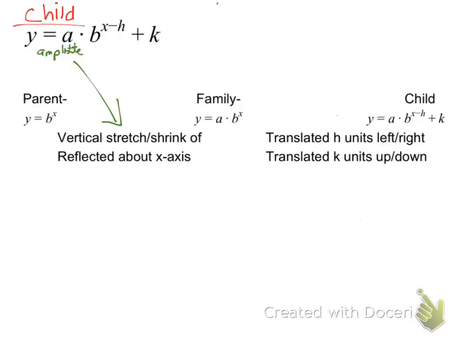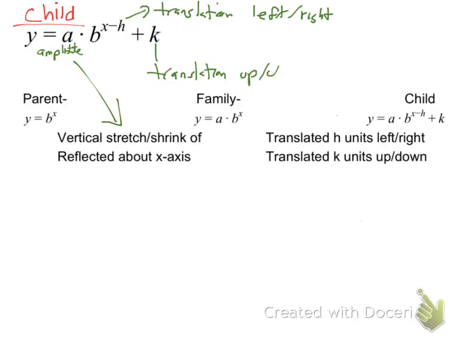We then have h. H is my translation left or right. I'm going to pick this graph up and move it left or right. K is what we call the translation up or down. So I can physically move this up and down.